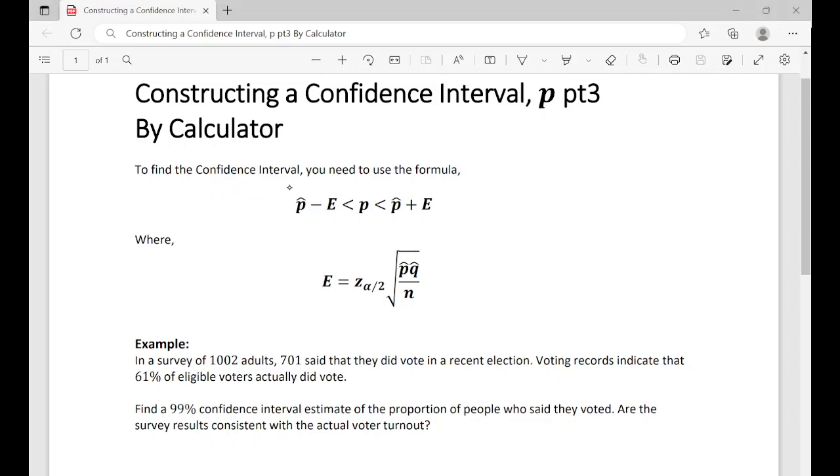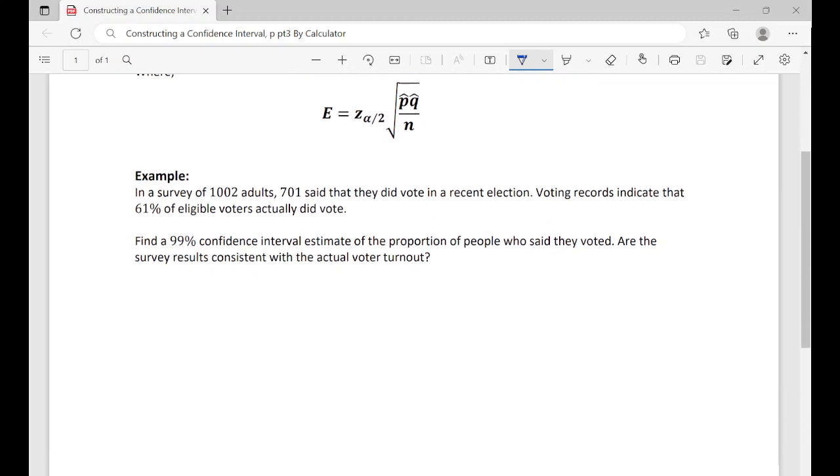To find the confidence interval, you need to use the formula p hat minus the margin of error less than p, less than p hat plus the margin of error, where the margin of error is this formula here. In this video, we're actually going to use a calculator, but if you wanted to do it by hand, these are the two formulas you would need to use. So let's look at the example.